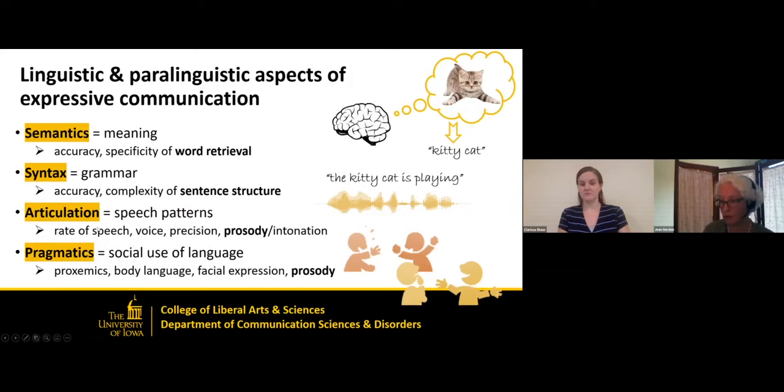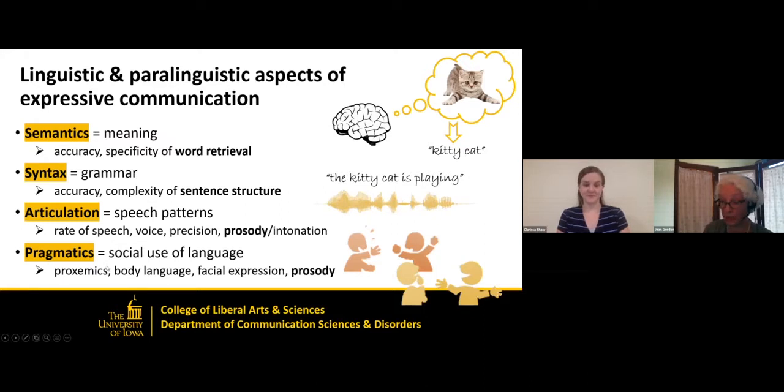Articulation, speech, refers to how we pronounce words, but also how quickly we speak and how we modulate our tone of voice. So that modulation is referred to as prosody or intonation. So we might use different intonations to convey different aspects of meaning. The kitty cat is playing, or, oh, the kitty cat is playing, will convey different meanings.